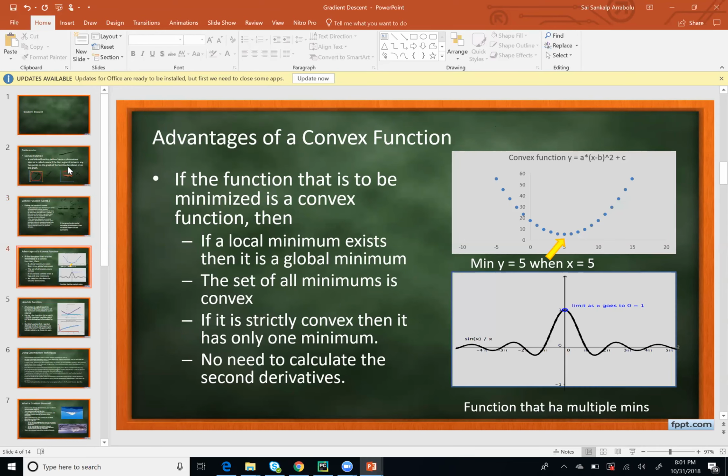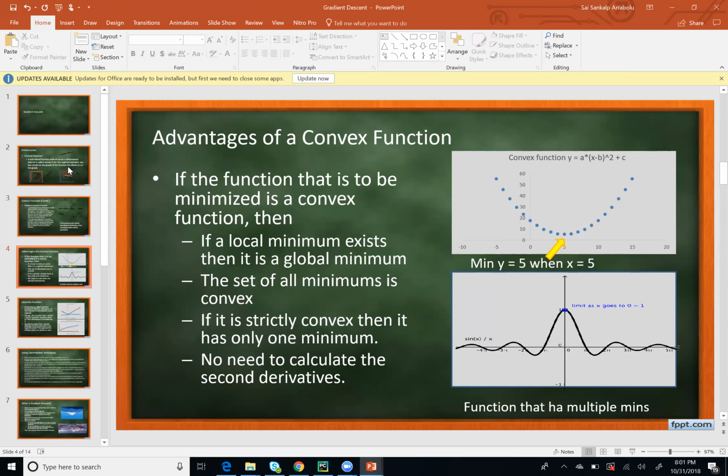The main reason why we are learning convex functions is because we are trying to find the optimization, right? We are trying to find the minimum of a particular function. So if a function is convex, then if there exists some minima, it will always be the global minima of that function. I think it takes some time to understand what I'm saying here.